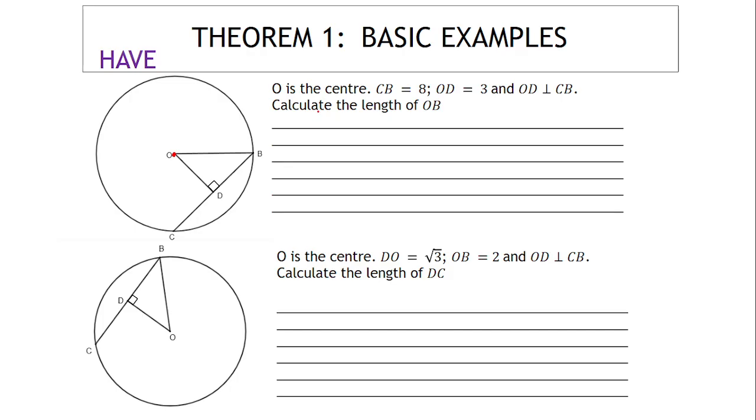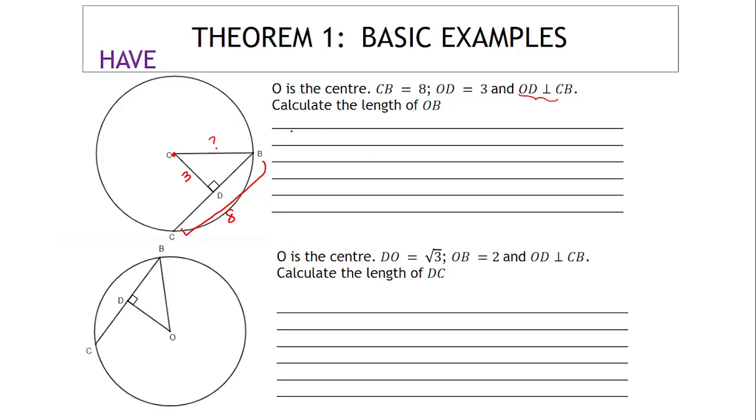It says that CB, this whole length over here, is 8, OD is 3, and they've told you that OD is perpendicular to CB. Line from center, perpendicular to chord. That's what I have. That is my reason. So what do they want? They want OB, this hypotenuse. How do I know it's a hypotenuse? Because it's directly opposite the right angle. It's the longest side of the triangle.